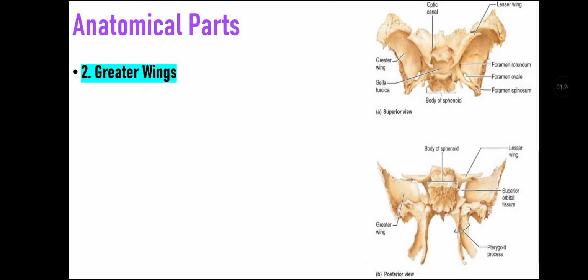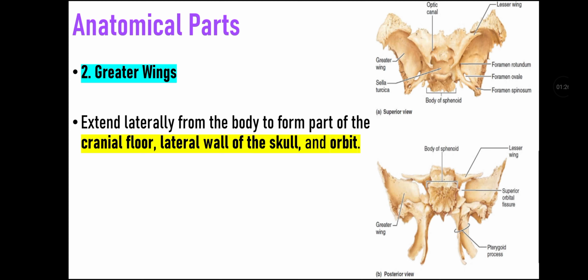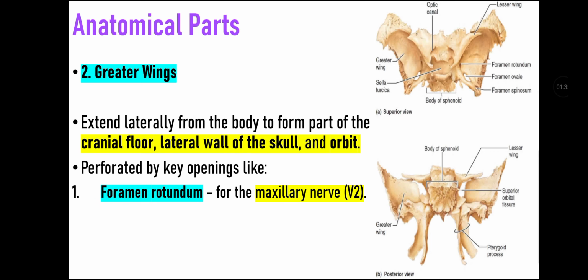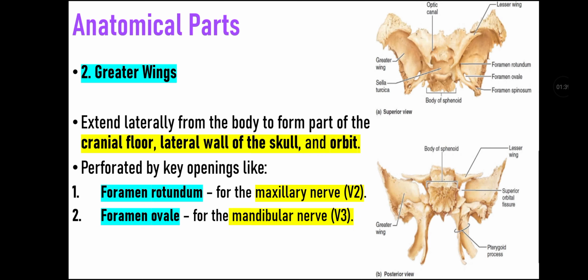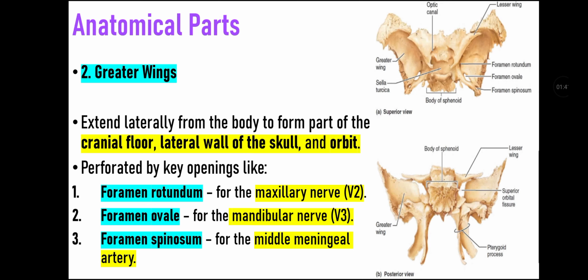Moving further, we have greater wings of sphenoid bone. They extend laterally from the body to form part of cranial fossa, lateral wall of skull, and orbits. They are perforated by key openings like foramen rotundum, that is for the maxillary nerve, foramen ovale, that is for the mandibular nerve, and foramen spinosum, that is for the middle meningeal artery.